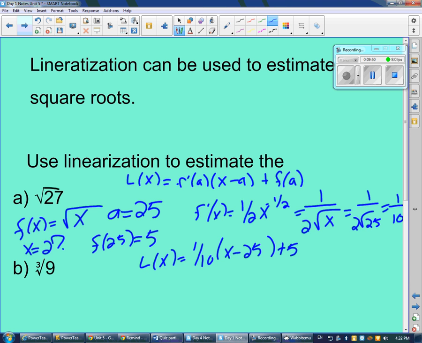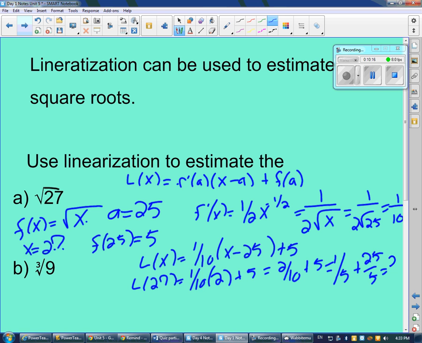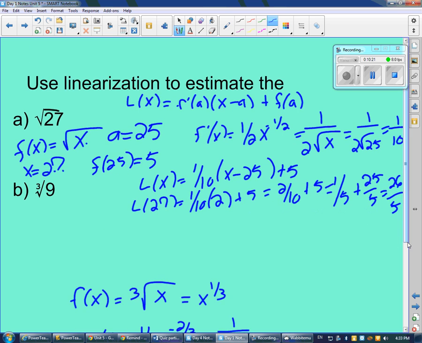Because L of x approximates f of x, and f of 27 is the square root of 27. So we would plug that in. And again, this would mostly be without a calculator. So if I plug this in to do the math, I get 2/10 plus 5, which is 1/5 plus 5, and then if I get a common denominator, I would get 25 over 5, and that would give me 26 over 5. And so you could get this as a decimal if you want, but this gives me an approximation of what the square root of 27 is.